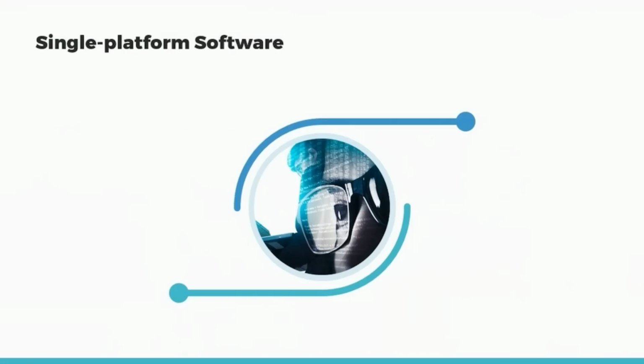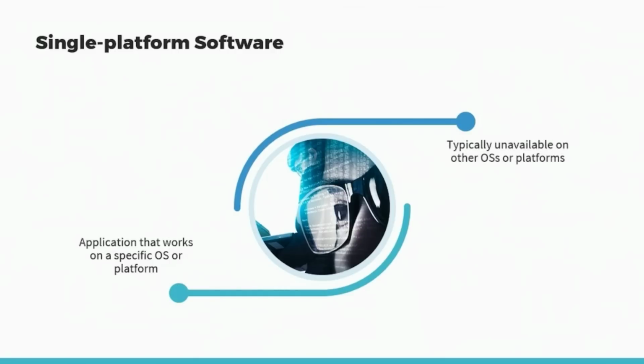In this presentation, we'll provide an overview of single platform software, which, as its name indicates, is an application that is designed to work on a specific operating system platform, such as Microsoft Windows or Mac OS, but not both. In other words, that application is typically unavailable for platforms other than the one for which it was designed. These types of applications are also sometimes referred to as native applications.